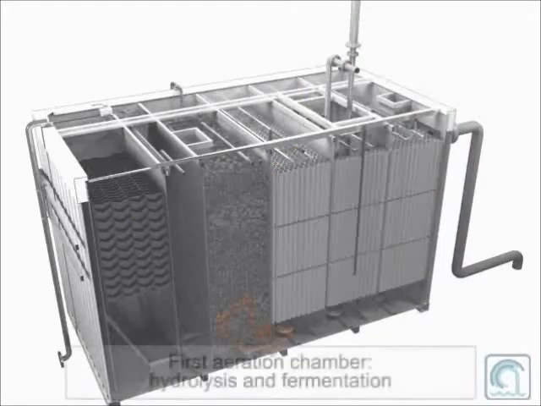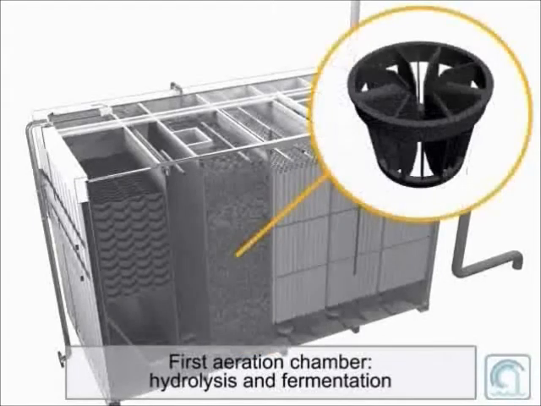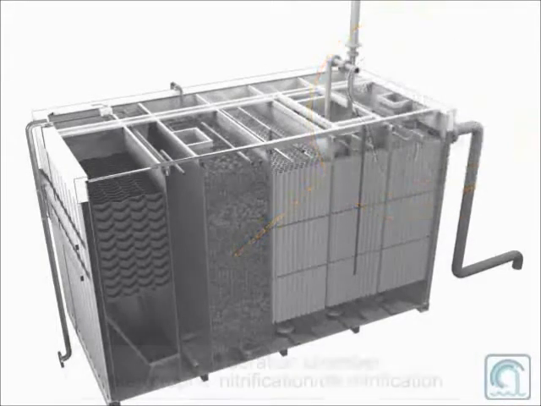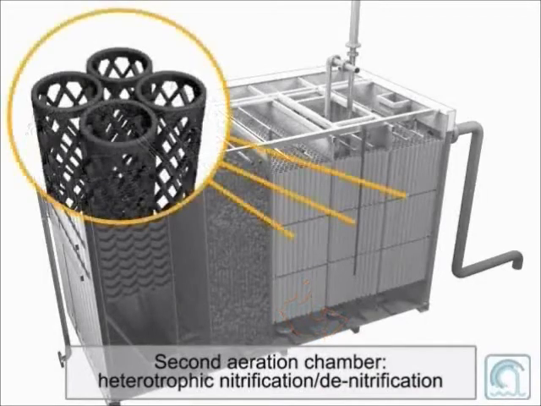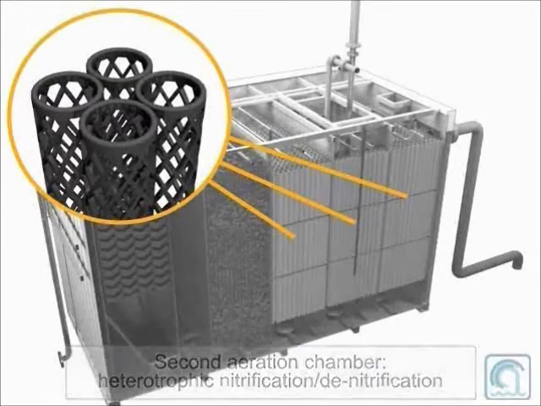The first aeration chamber is a hydrolysis and fermentation zone. The microorganisms grow onto the floating media shown in the detailed view. The second aeration chamber is a heterotrophic nitrification-denitrification zone. This chamber and the following ones are equipped with fixed tubular media as highlighted on the screen.